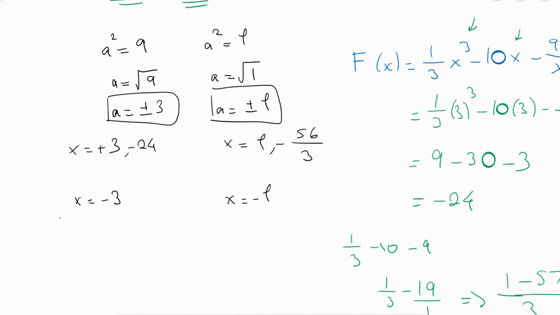And if you guys do the same thing for the others, you're going to get negative 1 being 56 over 3, just a positive version of it, and then negative 3 being 24.